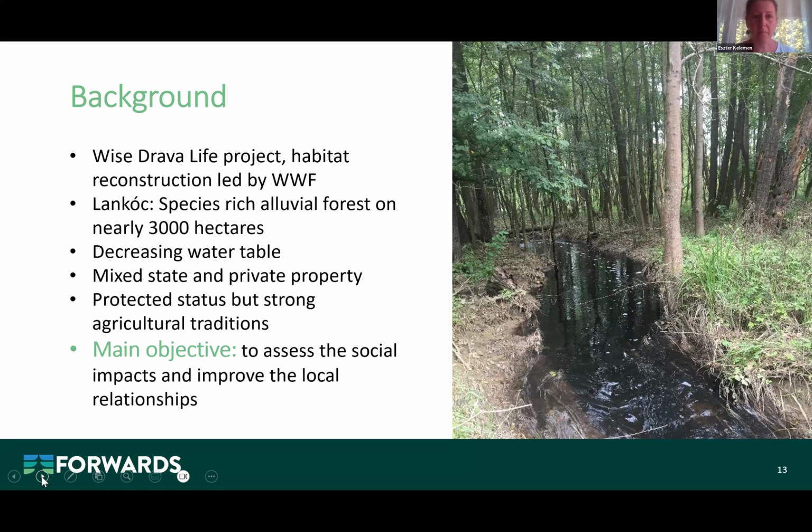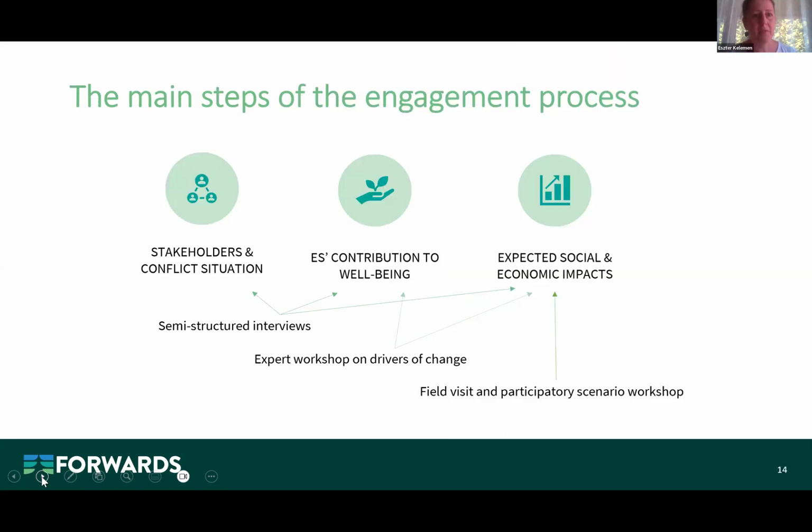Our engagement process aimed to assess the social impacts of the restoration and also to improve the local relationships a little bit. If we go to the next slide, you will see that this engagement activity, the last one, which was a field visit and a participatory scenario workshop, was actually part of a much longer process, because we started with interviews with local people, including forest managers, forest owners, but also farmers, for instance, or municipalities, mayors, local administrators. And we also organized expert workshops and collected literature.